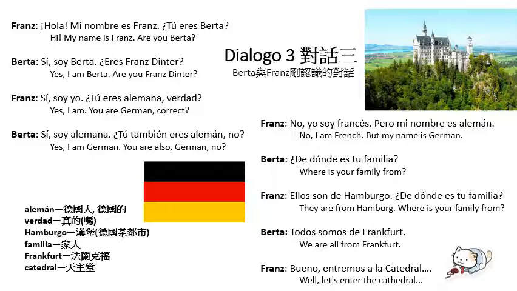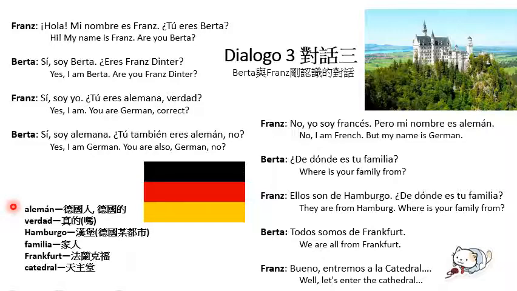Okay, one more dialogue. The last dialogue, huh? Lots of dialogues today. Dialogo 3, dialogue three. Right, so they're talking about meeting for the first time. Two people, Berta y Franz, meeting for the first time. By the way, there is some new vocabulary in this dialogue. Let's say it one time together.